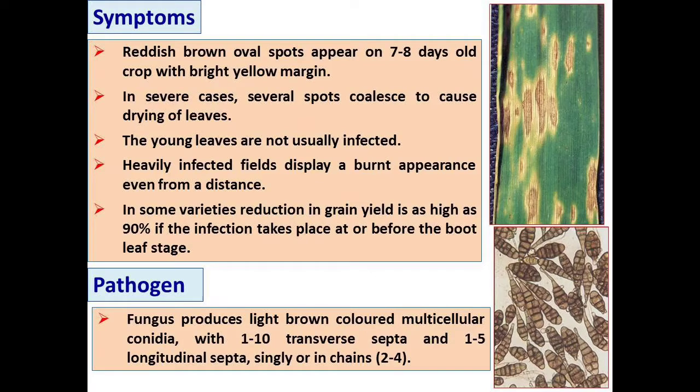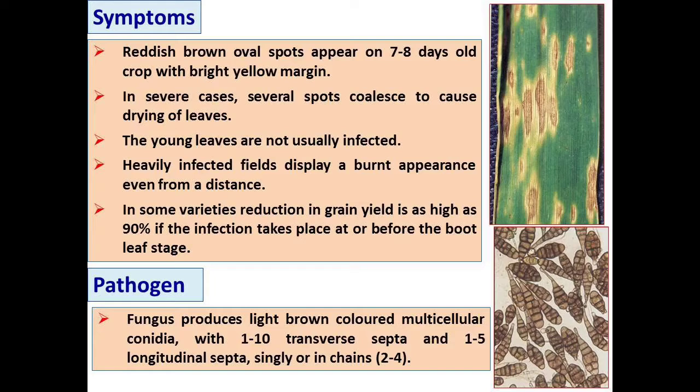In severe cases, several spots coalesce to cause drying of leaves. The young leaves are not usually infected. Heavily infected fields display a burnt appearance. Even from a distance, we can easily identify the blighted or burnt appearance of this disease. In some varieties, reduction in grain yield is as high as 90% if the infection takes place at or before the boot leaf stage. That means a 90% reduction in yield can happen after infection at the time of the boot leaf stage.